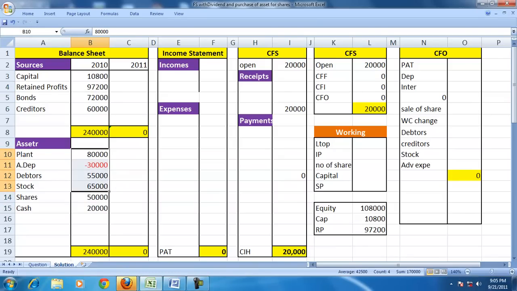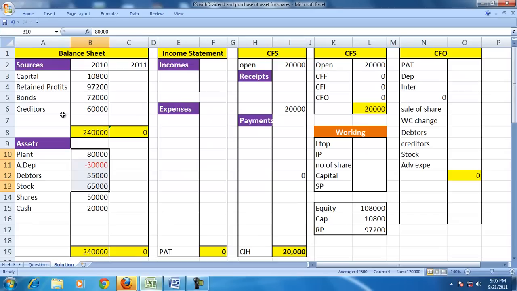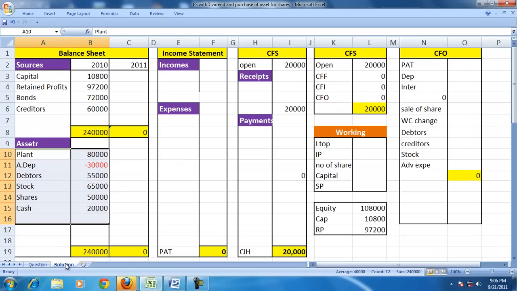So to summarize, the opening balance information which is given here looks like this balance sheet when we put those items as on 31st March 2011. Now with this balance sheet, the company undertakes the transactions, and because of this we will have to prepare the income statement and cash flow statement. So the transactions are: sold entire stock for 120,000. Sales is 120,000, and this is for cash, so therefore entire sale will appear in the cash flow statement.